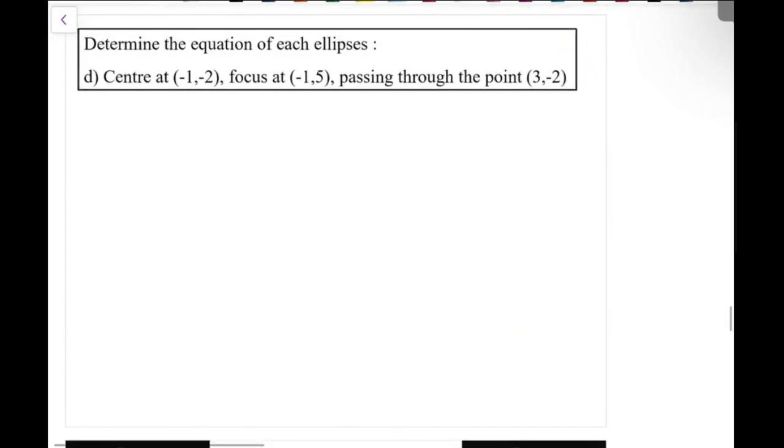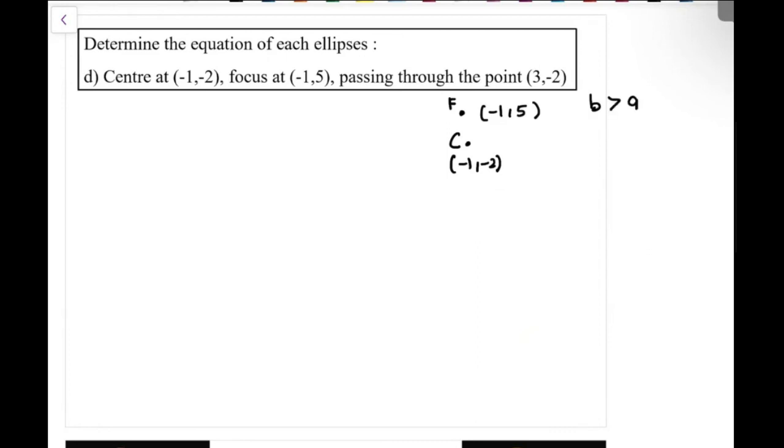Last one. So we have a center at negative 1, negative 2. Okay, that is our h, k. We try to plot the points once again. Center is at negative 1, negative 2. Okay, next one. We have one focus at negative 1, 5. Okay, the x coordinate is the same. Change at the y coordinate means now the focus lies on the B axis. So B must be greater than A.